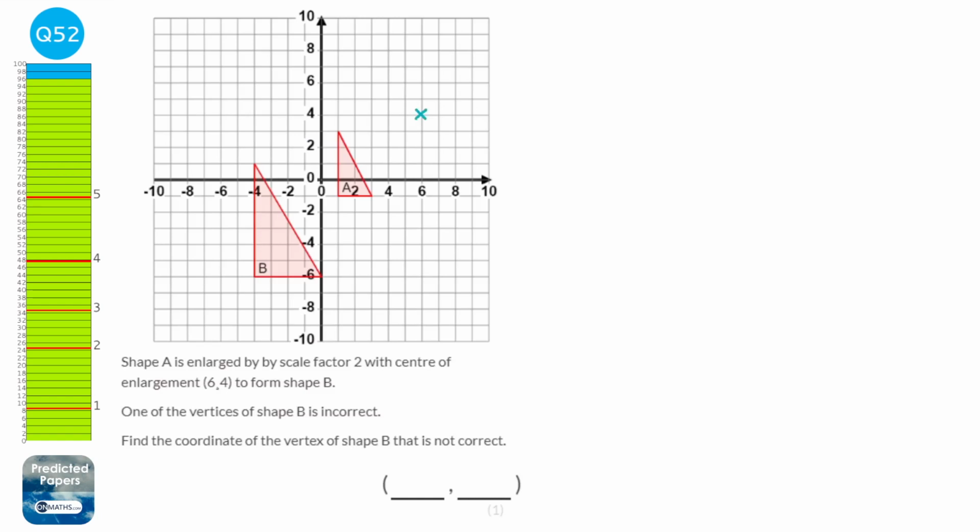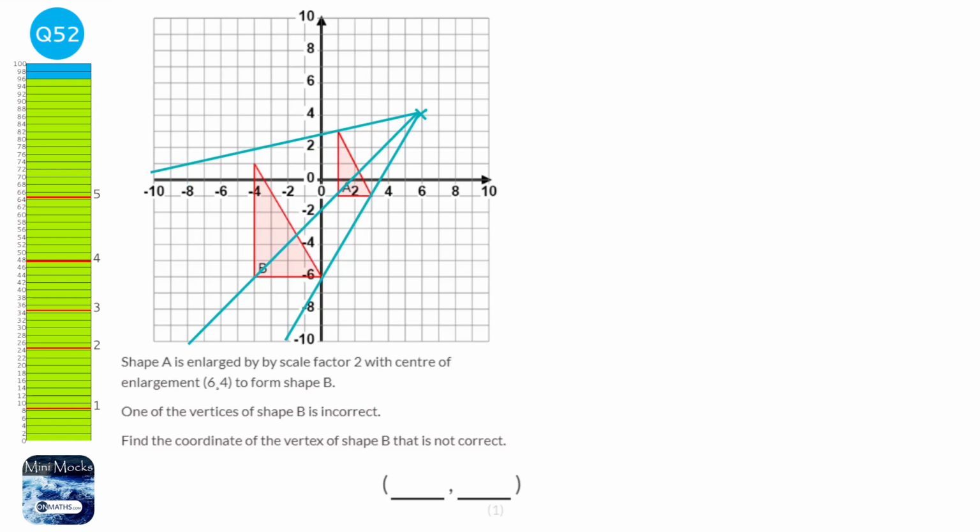In this question, we are told that the centre of enlargement is at 6,4. So let's just put a cross there. And what I'm going to do is draw ray lines from the centre of enlargement through each of the corners of our shape A, and check whether it goes through the corner of shape B, which it does on this one. Let's keep going. Yeah, it does on this one. But it does not on this one.